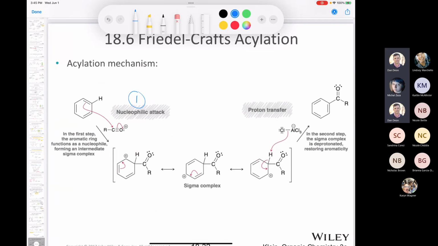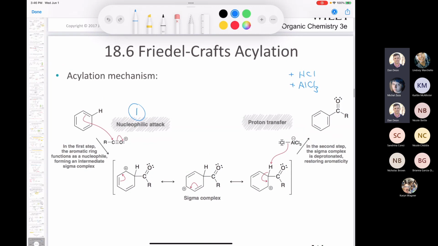And then what happens in the end? I have my AlCl4 minus ion. That's going to abstract the proton. I also end up producing HCl, of course, and I regenerate my Lewis acid catalyst. So I end up with all three of these, and there you go. I've installed an acyl group. Is that neat or what?